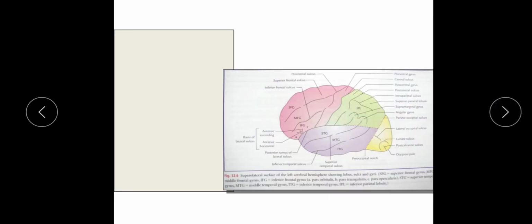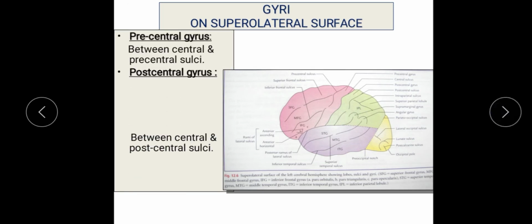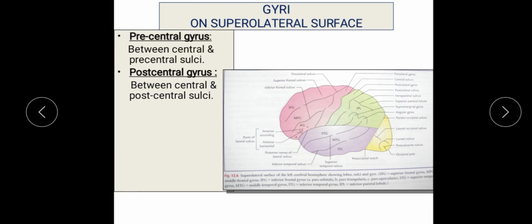Then the gyri. Gyri on the superolateral surface. There are different gyri. First is the precentral gyrus. The area between central sulcus and precentral sulcus is known as precentral gyrus. Postcentral gyrus: the area between central sulcus and postcentral sulcus is known as postcentral gyrus.